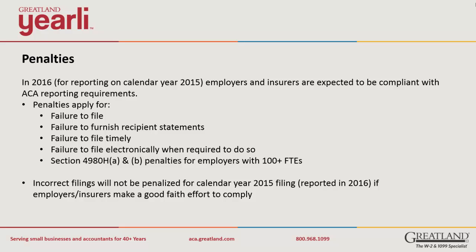In 2016, for reporting on calendar year 2015, employers and insurers are expected to be compliant with Affordable Care Act reporting requirements. Penalties still apply for failure to file or furnish recipient copies, failure to file on time, failure to file electronically when required to do so, and Section 4980H A and B penalties for employers with 100 or more full-time equivalents. Incorrect filings will not be penalized for calendar year 2015 filing reported in 2016 if employers and insurers make a good faith effort to comply.